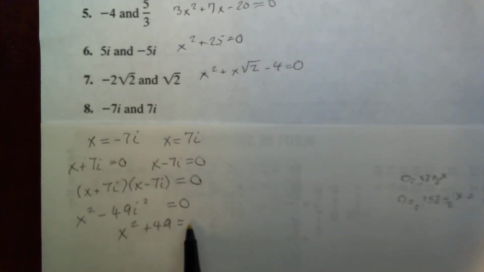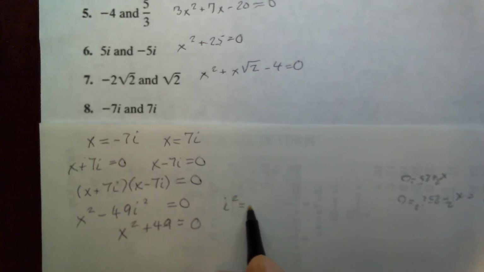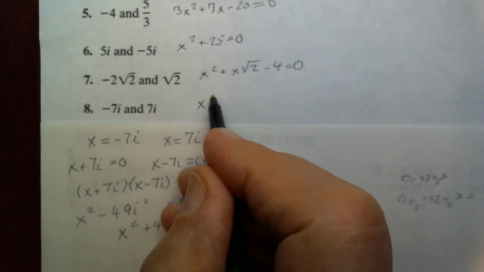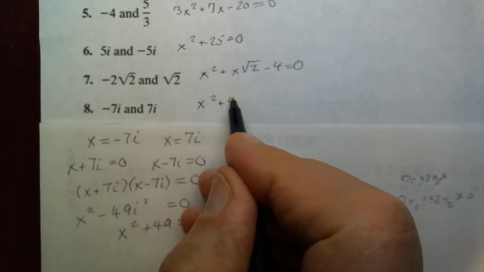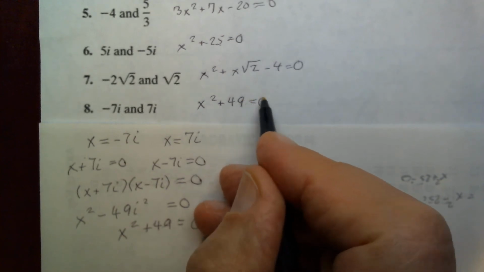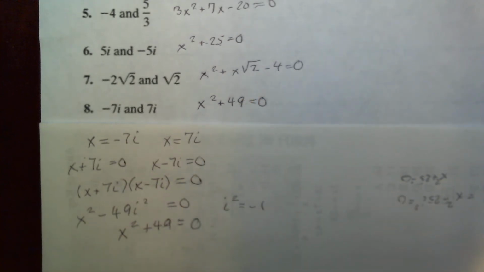x squared plus 49 equals 0. So remembering i squared equals negative 1, x squared plus 49 equals 0 for number 8.